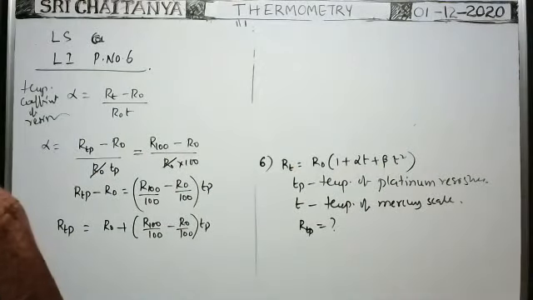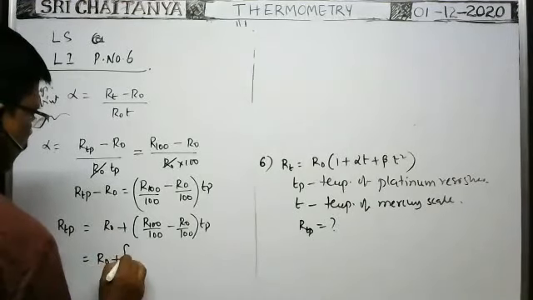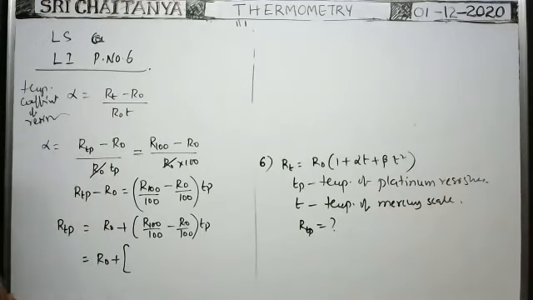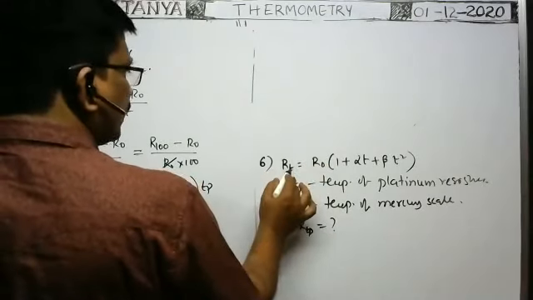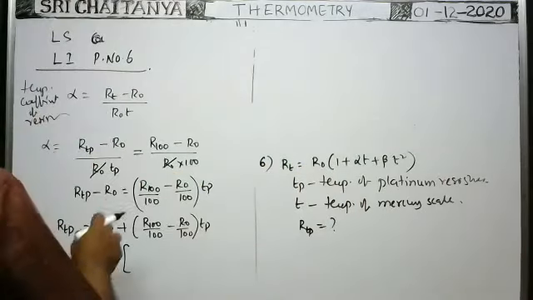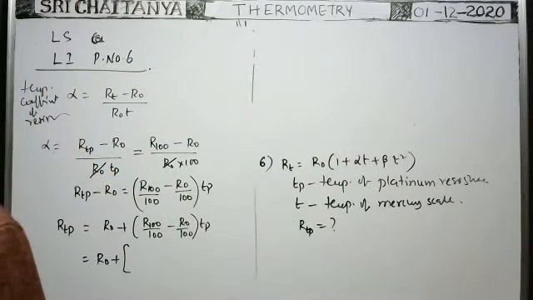So the resistance of the platinum resistance thermometer at any temperature RTP is equal to R naught into... this is equal to R naught plus, what about R100? The answer is given in terms of alpha. R100 means at 100 degrees centigrade, the resistance of the platinum resistance thermometer can be obtained by this method, no? So here R100 is there. We can write R100 here. How can we substitute R100?